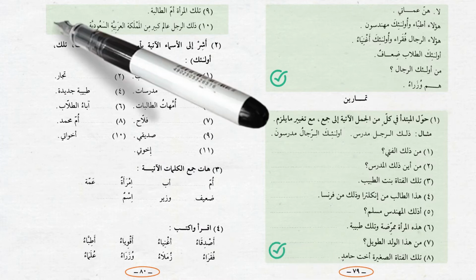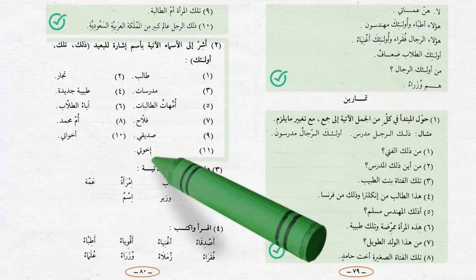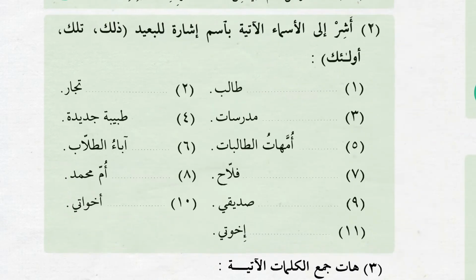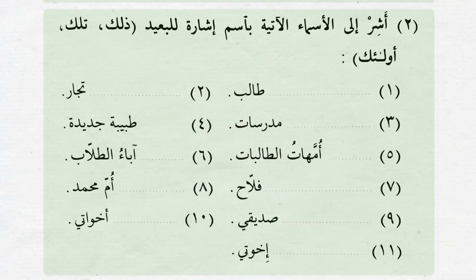Very nice. We'll mark this exercise complete now and move on to exercise 2 on page 80. This is a very simple exercise where we need to fill in the blanks with one of the أسماء الإشارة للبعيد ذلك, تلك, or أولئك. I will give you a few seconds for each part to attempt on your own first, and I will show you the answer and its translation after that. Feel free to pause the video if you need more time, okay?